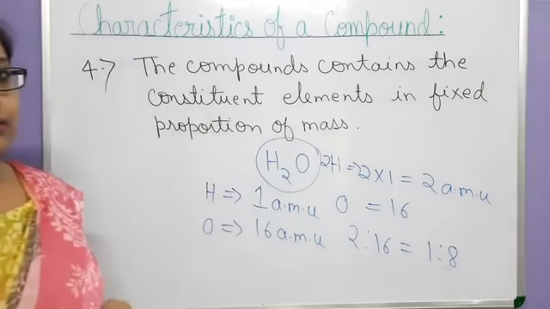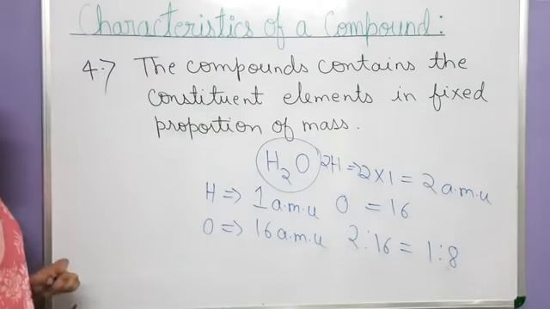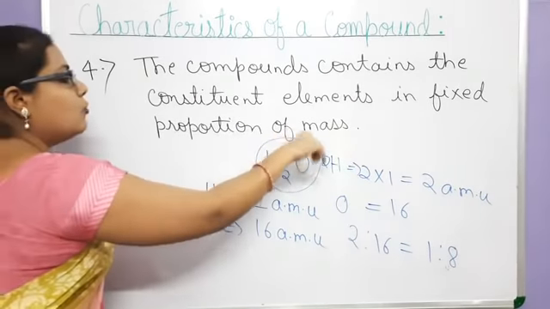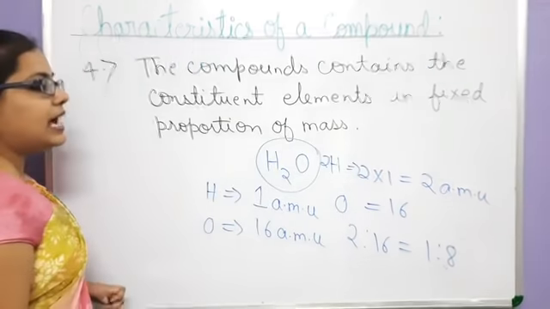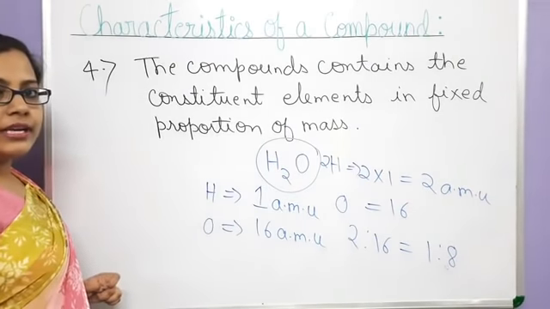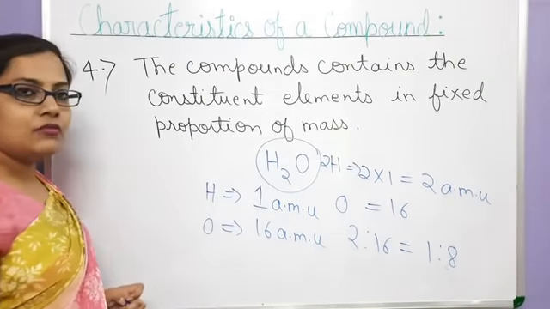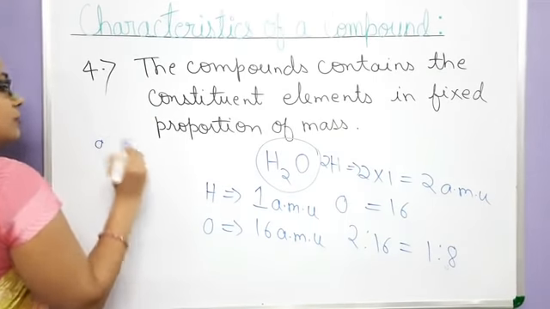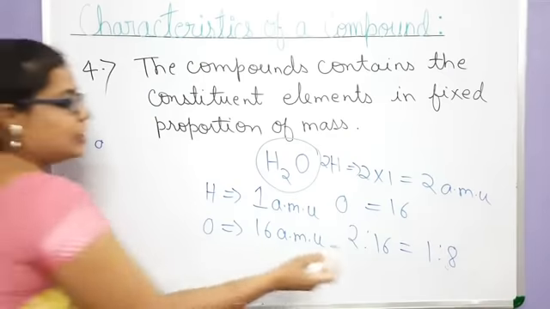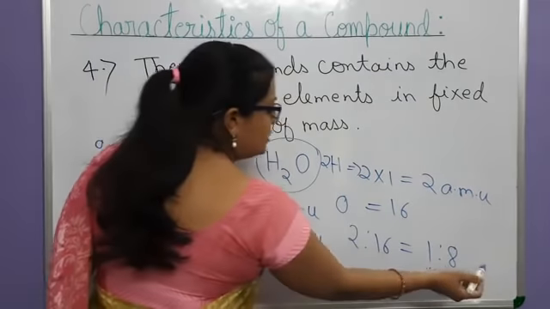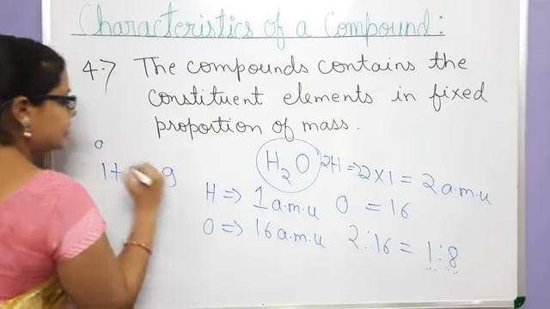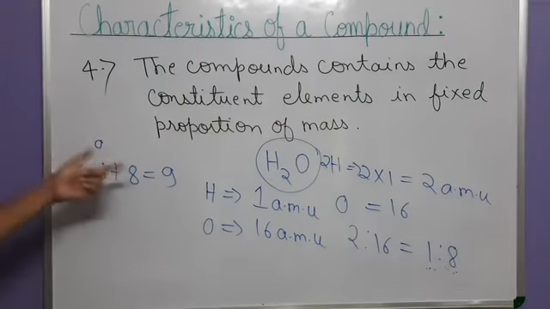Now every 9 grams of water will contain how many grams of hydrogen and how many grams of oxygen? The answer will be 9 grams. From where did this 9 grams come? When you add 1 plus 8, it will be 9.